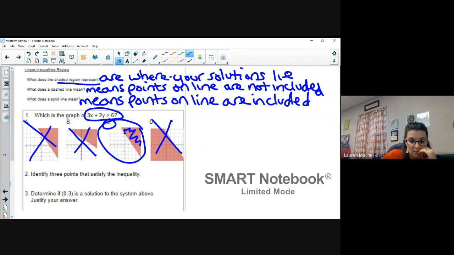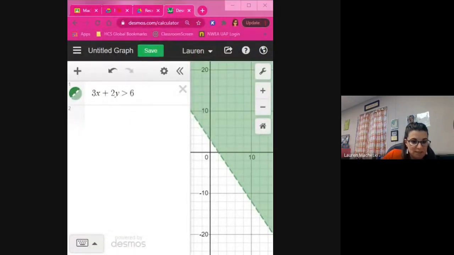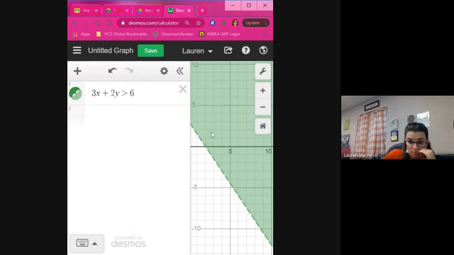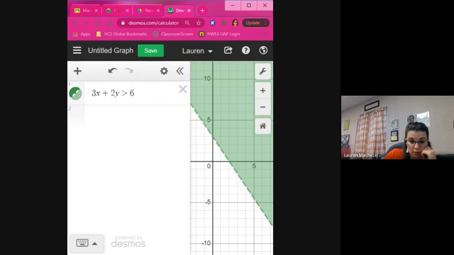I'm going to identify 3 points. I'm going to present my calculator screen really quick. All right, so identify 3 points that satisfy the inequality. So remember, any points in your shaded region, because it's a dashed line, it would be no points on the line. So what about the point 3, 1? That would work. What about the point 1, 3? That would work. What about the point 5, 0?